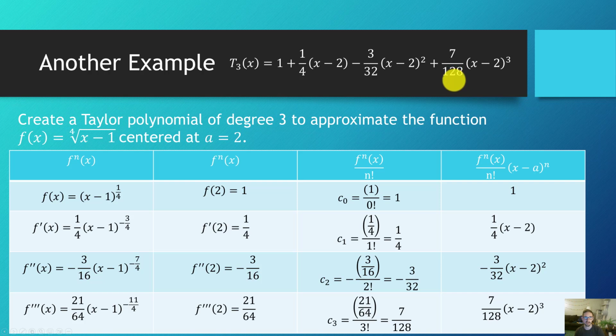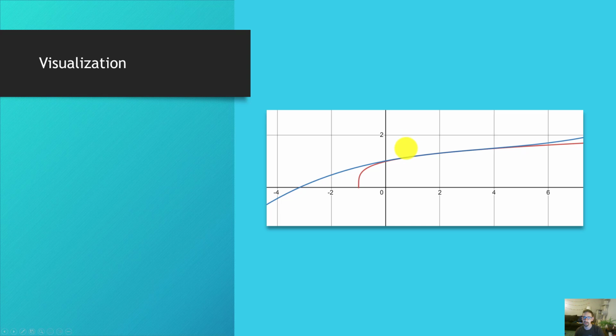And again, let's take a look at how our approximation looks relative to the actual function. In red, we have the fourth root of x minus 1, and the blue is showing our approximation. And between like 0 and 5, it looks like a really good approximation.